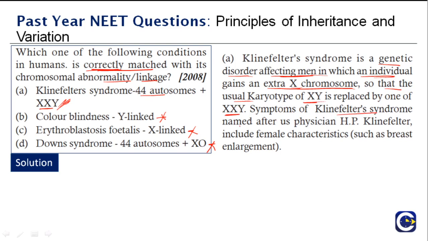Symptoms of Klinefelter syndrome, named after the physician who discovered it, H.P. Klinefelter, include female characteristics such as breast enlargement. These syndromes are very important. So you should definitely know about Klinefelter syndrome, color blindness, erythroblastosis fetalis, and Down syndrome to answer this question. In the previous parts also, we have seen multiple questions focusing on this. So the right answer is A.